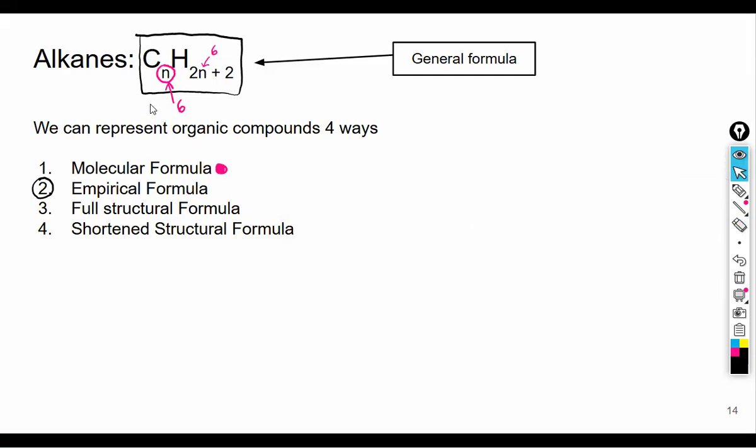So to me, if I have to choose between the empirical formula and the molecular formula, the molecular formula is more useful to me. All right? And don't worry, I know you're probably wondering, but what is the full structural formula and what is the shortened structural formula? We're going to get to that in a little bit. Okay? Right. So let's move on.